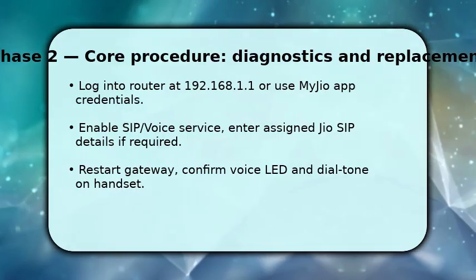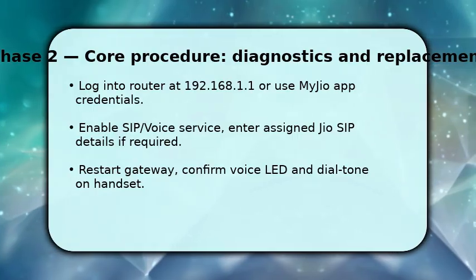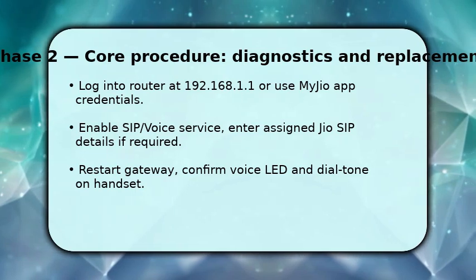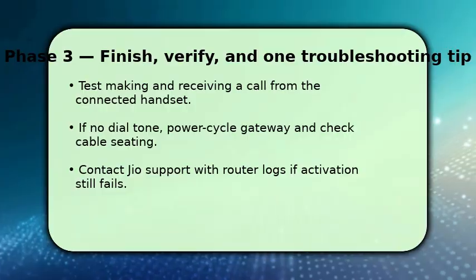After restart, listen for the dial tone on the handset and check the voice LED. If you hear a tone, proceed to registration steps in the app. To finish, make a test outbound call and ask someone to call your number back. Verify inbound and caller ID.